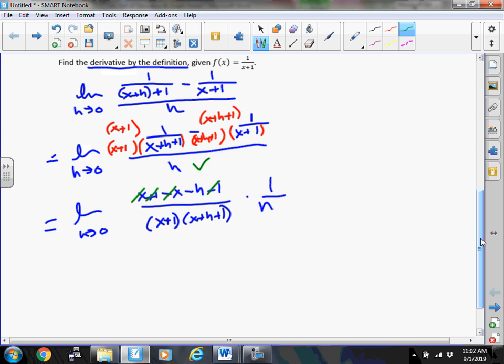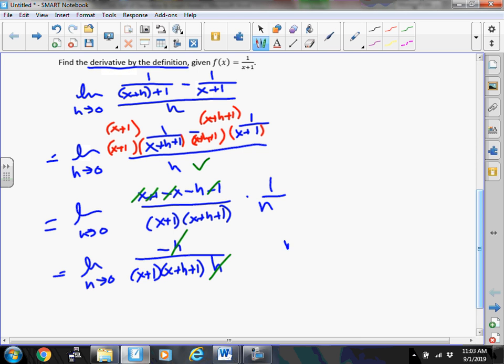Leaving me with simply limit as h approaches 0 of negative h over. Now, don't FOIL this out because you're just going to make a very ugly thing even uglier, and then cancel your h's.